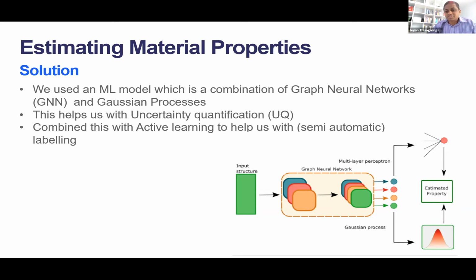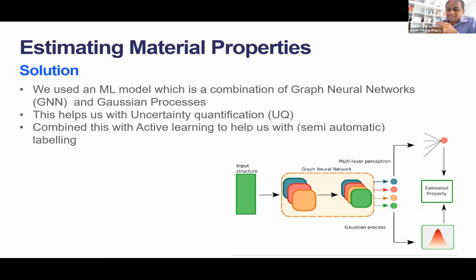Effectively, whatever comes out of the graph neural networks is fed into the Gaussian processes. There it provides two benefits. One is that it avoids creating a large number of features for the process, and secondly, it provides a much easier way of estimating the uncertainty quantification.